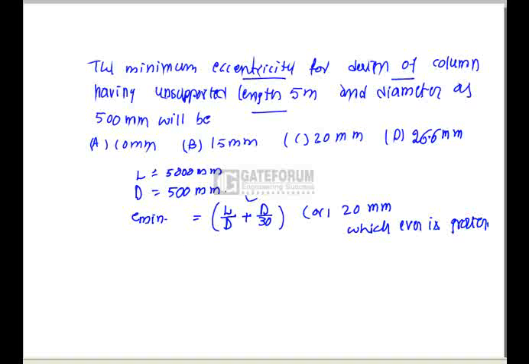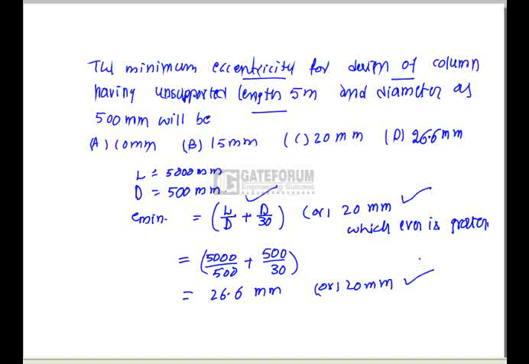First we will calculate this term. L is 5000 by 500 plus D is 500 by 30, that is equal to 26.6 millimeters or 20 mm. Which one is greater? 26.6 mm is greater than 20 mm. So the minimum eccentricity e minimum that is required is 26.6 mm. So option D is correct.